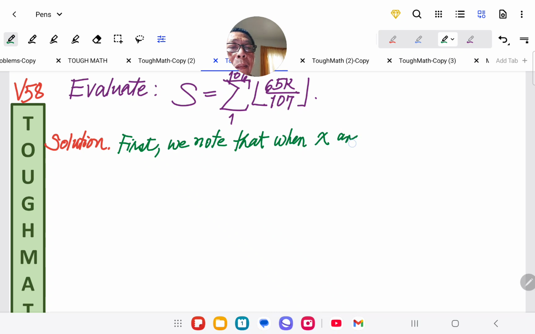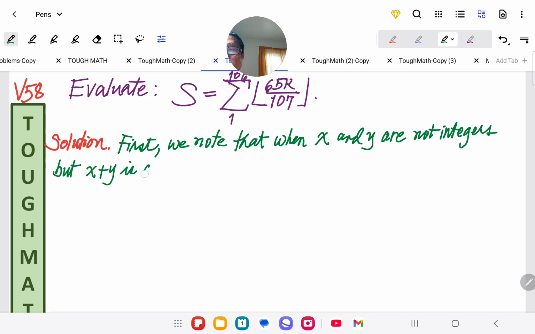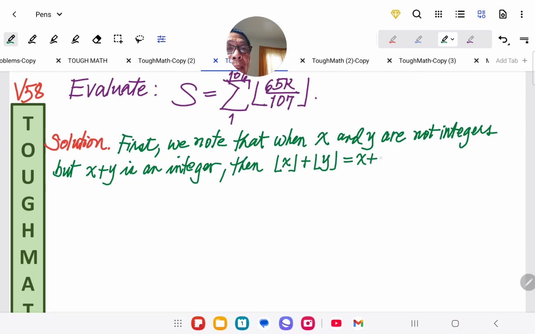when x and y are not integers, but x plus y is an integer, then the greatest integer value of x plus the greatest integer value of y equals x plus y minus 1.